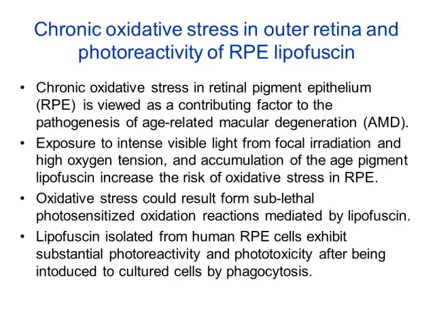So chronic oxidative stress in the outer retina and photoreactivity of RPE cells. Chronic oxidative stress in retinal pigment epithelium is viewed as a contributing factor to the pathogenesis of age-related macular degeneration. There is no doubt that the disease, which is the major cause of blindness in people over 60 in developed countries, is a multifactorial disease, meaning there are many factors involved, including genetic factors. But in my talk, I'd like to emphasize the role of oxidative stress. Now, exposure to intense visible light from focal irradiation, high oxygen tension, and accumulation of the age pigment lipofuscin increase the risk of oxidative stress in RPE. That's the main point I would like to make.